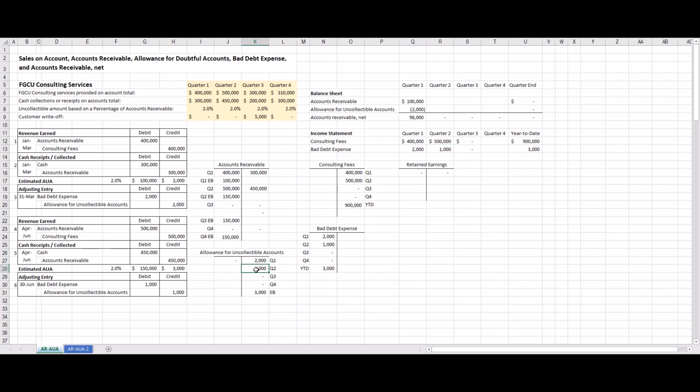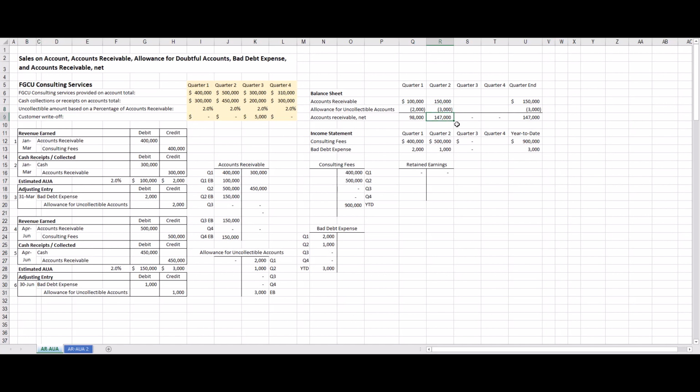The accounts receivable net at the end of the second quarter will be $147,000, or $150,000 of accounts receivable minus the balance in allowance for uncollectible accounts of $3,000.